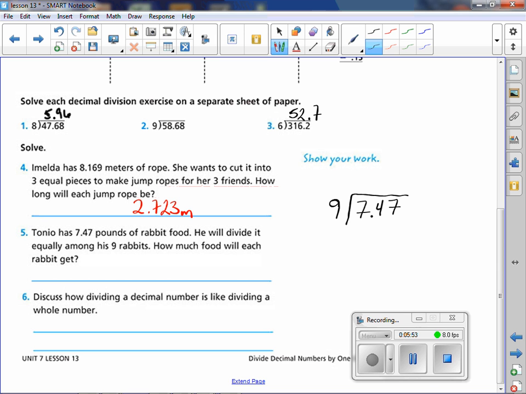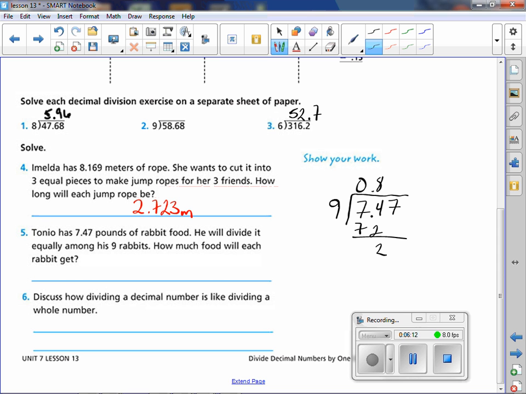Okay, so 9 doesn't go into 7. So I'm going to put a 0 up here. I'm going to make sure I bring my decimal up. 9 into 74, or what times 9 gets me close to 74? Well, it's 8, which is 72.